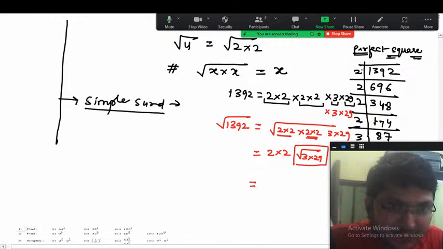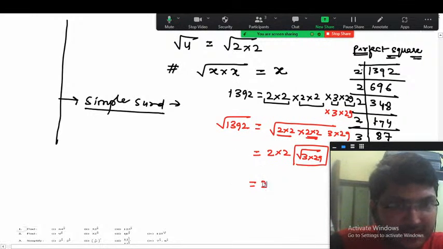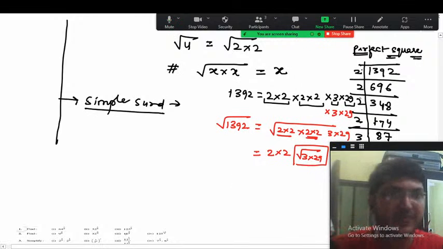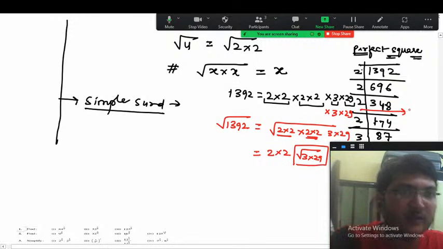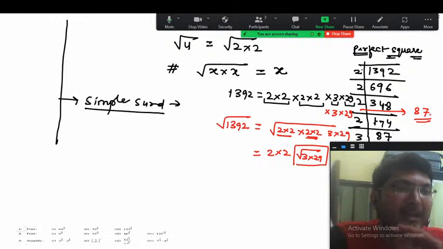What you need to multiply here? What you need to multiply in number? Tell me what you need to multiply in number. You need to multiply 3 and 29. Yes. If someone asks what is the value that you need to multiply, you can just tell us that 3 9s are 27, and 3 2s are 6, and 2 8. You need to multiply 87 more in this 1392 to make it a perfect square. Got it? Yes. Okay.